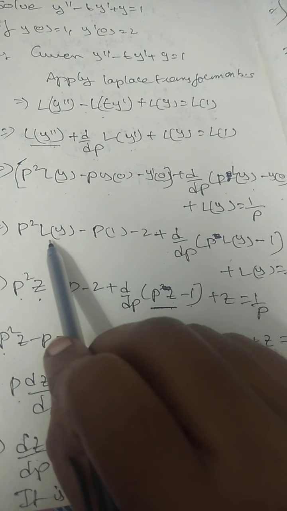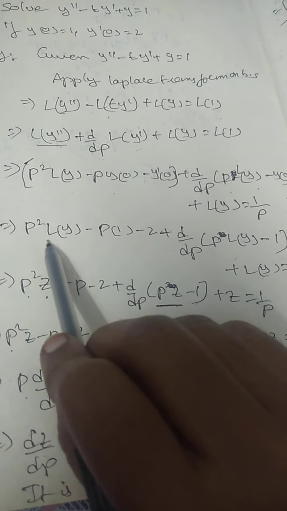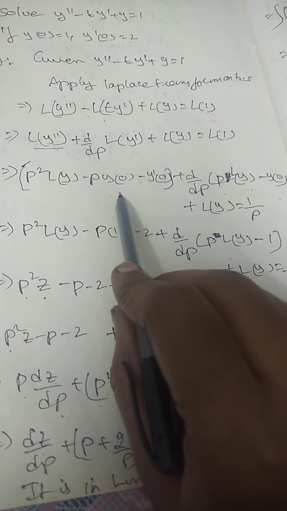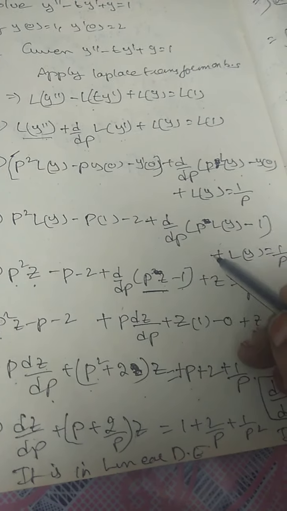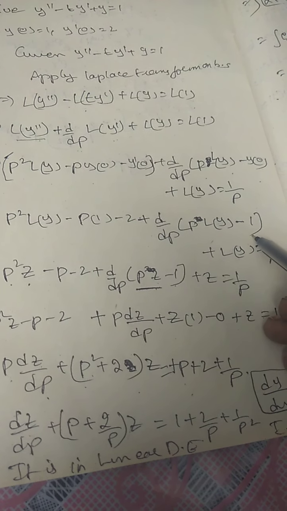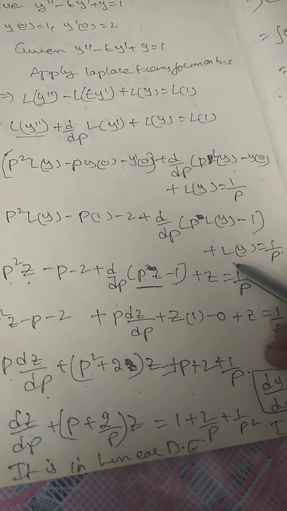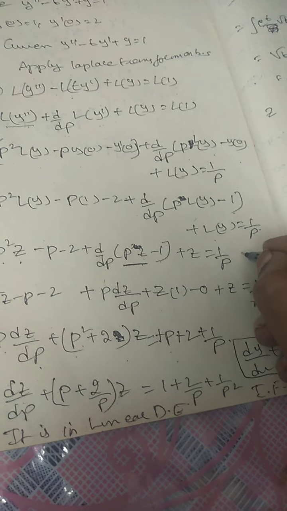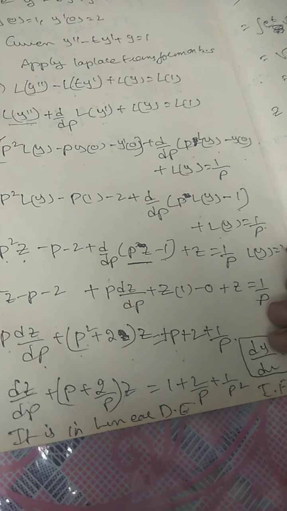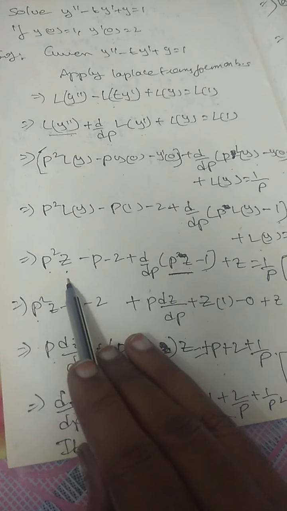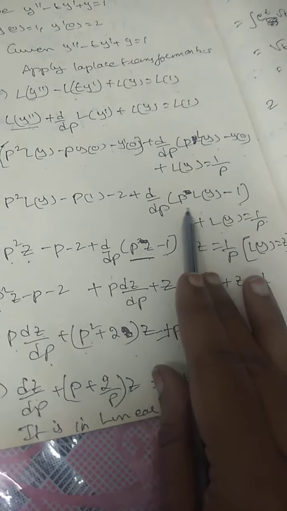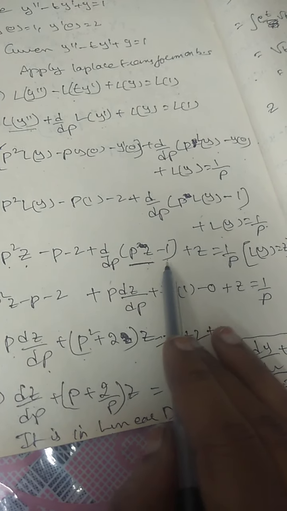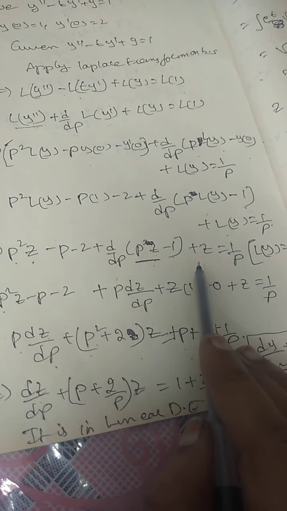So we are applying p square into Laplace of y. We are applying the conditions, that is y of 0 is 1 and y dash of 0 is 2 here. So p into Laplace of y minus y of 0, which is also 1, plus Laplace of y. We are considering Laplace of y equal to z. So substitute that value: p square into z minus p into 1 is p, and minus 2. Then p into Laplace of y is z, so minus 1, and here Laplace of y is also z.